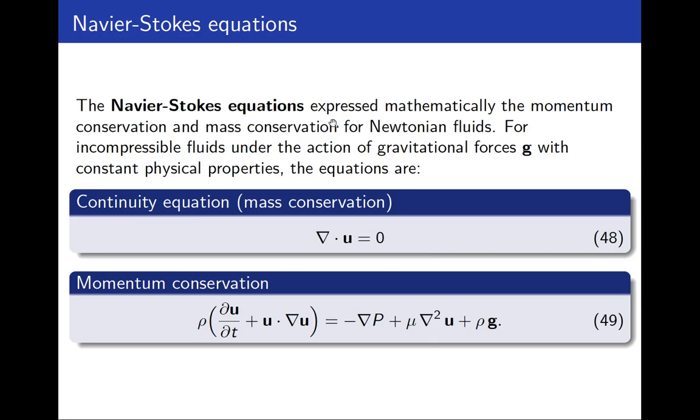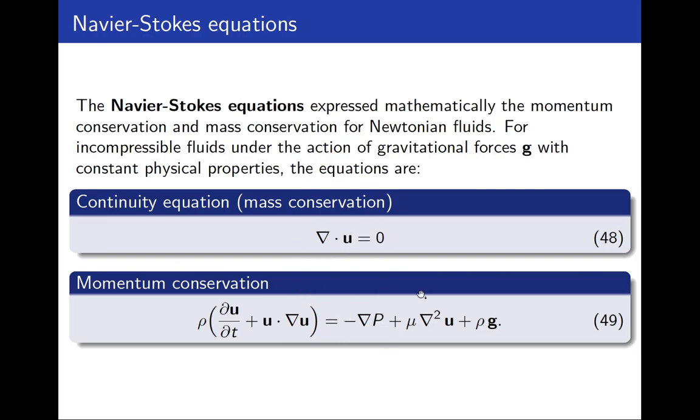So, the Navier-Stokes equations. The Navier-Stokes equations express mathematically the momentum conservation and mass conservation for Newtonian fluids. They are actually a system of four partial differential equations, because you remember that momentum conservation is written in vector form, but this equation represents three equations, and then you couple it with the continuity equation. So you have four variables, which are the components of the velocity in x, y, and z directions, and the pressure. So you have 4 equations and 4 variables.